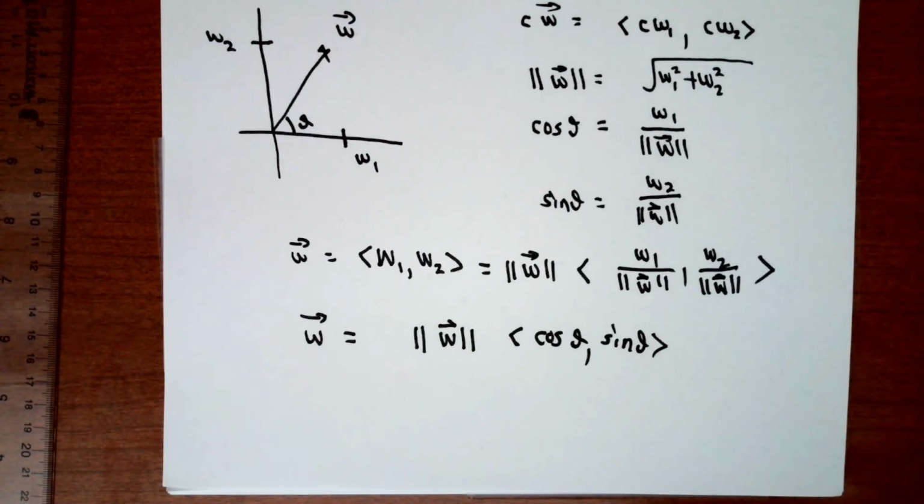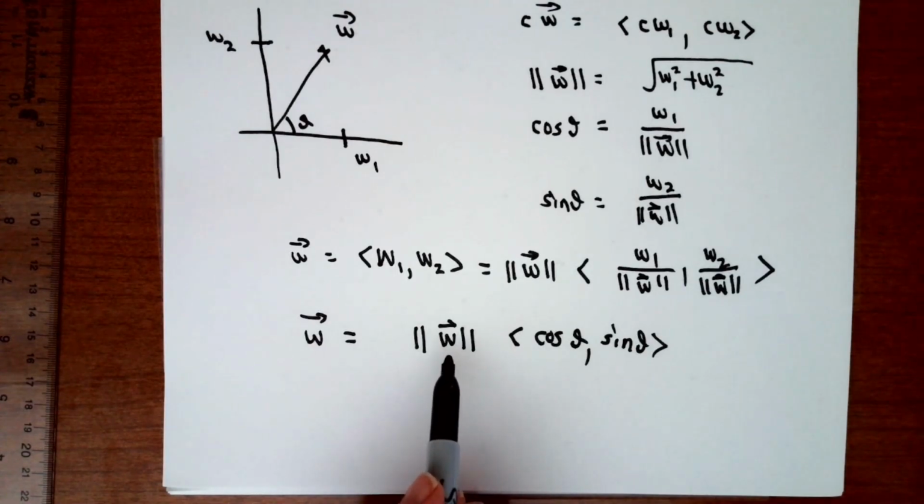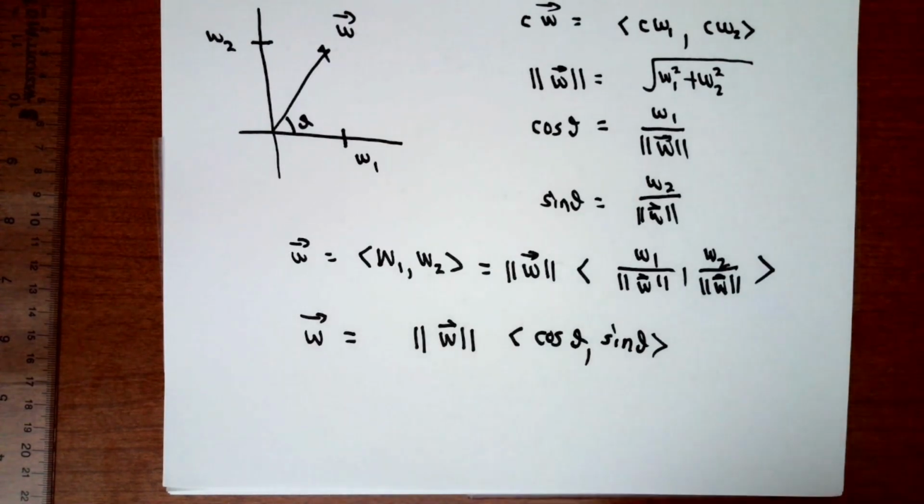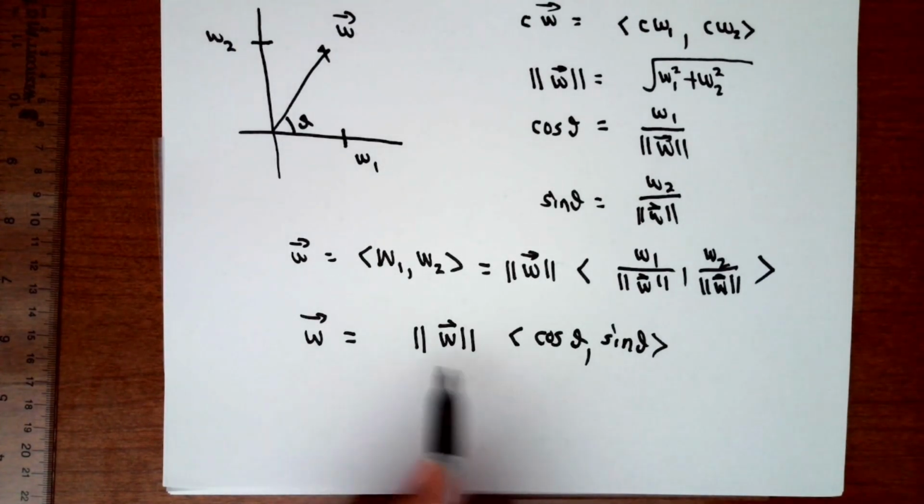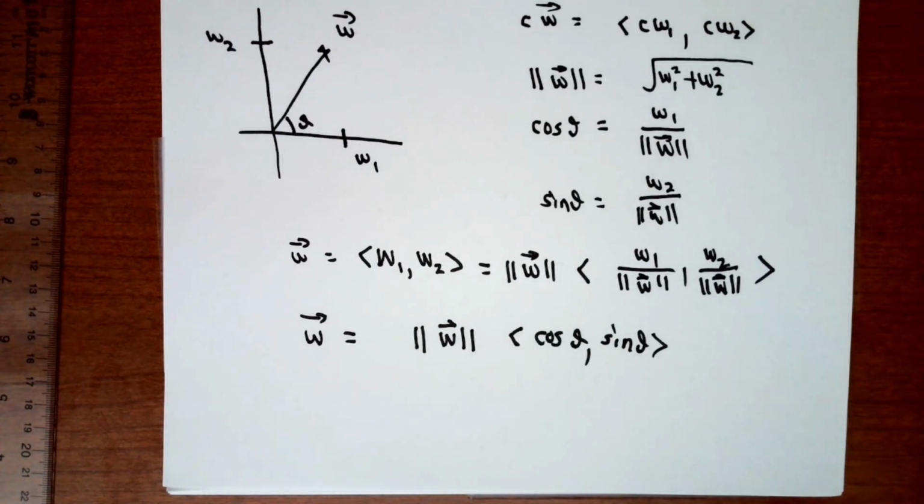This is interesting for this reason. This number has only to do with how long the arrow w is. It has absolutely nothing to do with what direction it's pointing in. This vector depends only on theta. It depends only on the direction. So when we say that a vector is a quantity with length and direction, if I write it this way, that's really brought out. There's the length, there's the direction.